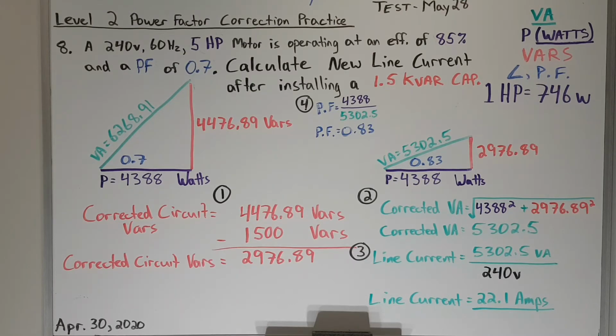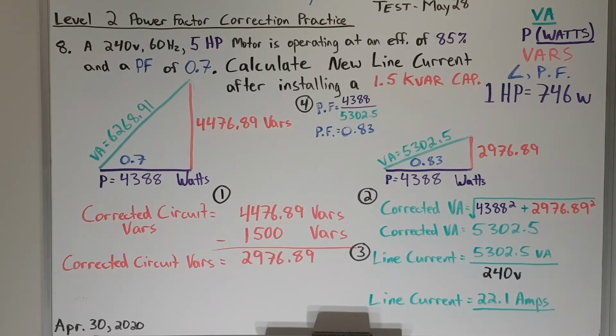I put that on the smaller triangle, so now I have the wattage and I have the VARs. I can solve my VA by using the Pythagorean theorem. My corrected VA is going to be my wattage squared plus my VARs squared, square rooted. And this time I get 5,302.5 VA.